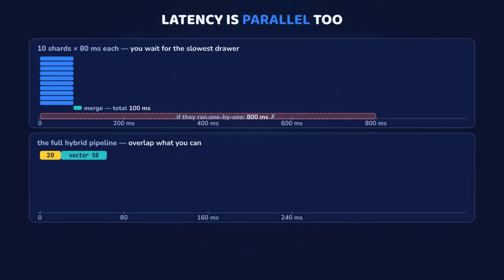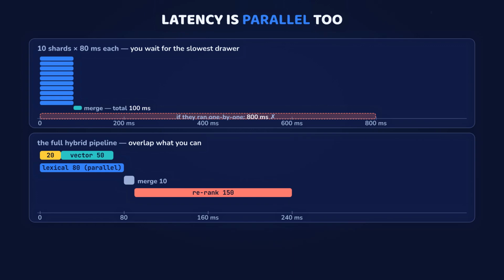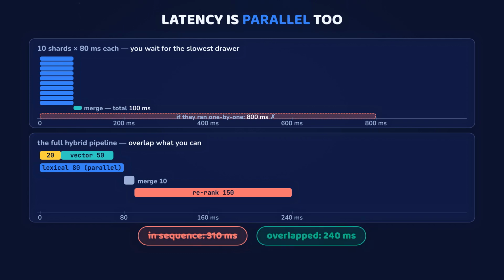And the full hybrid pipeline. Embedding 20 milliseconds. Vector search 50. Lexical search running alongside 80. Merge 10. Re-rank 150. In sequence, that's 310. Overlapped 240. Every millisecond placed on purpose.